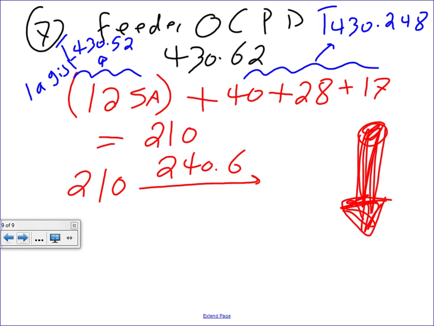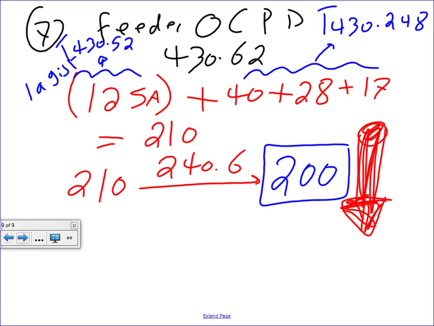So what's the next standard down? The next standard down is 200 amp. So my fuse or, in this case, circuit breaker is going to be 200 amp. That's from 240.6, yep. I think that should be 240.6.